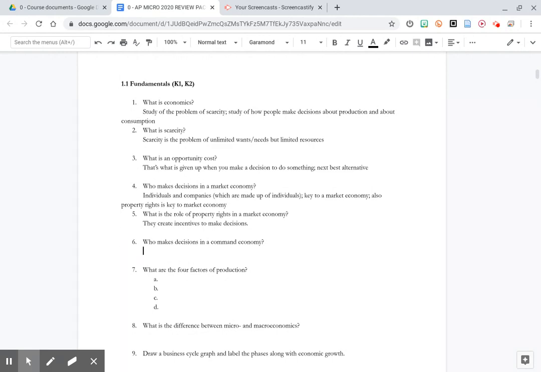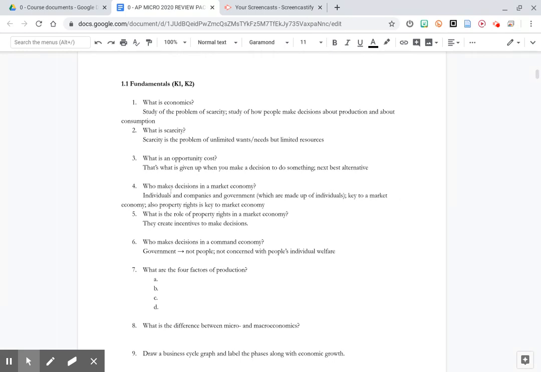Now, who makes decisions in a command economy is the government, not people. And we would say that typically when the government makes those decisions, it is not concerned with people's individual welfare. So oftentimes we do note that, like in a market economy, we also say government up here.